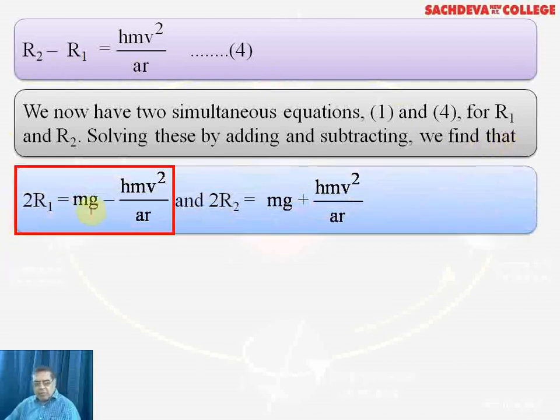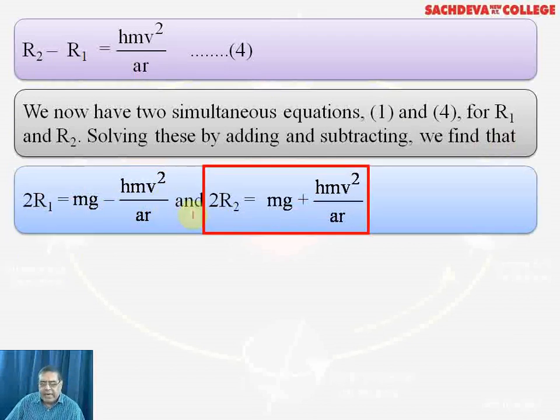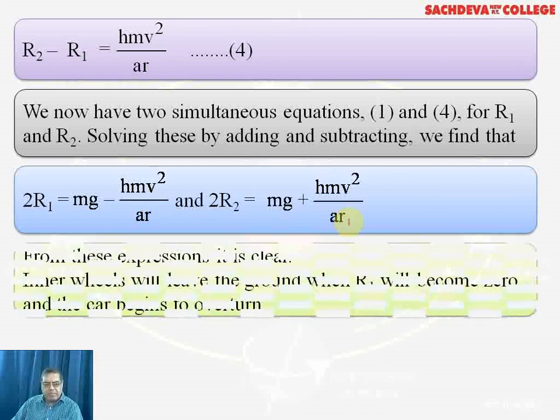2R1 will be equal to mg minus hmv square over AR, and 2R2 will be mg plus hmv square over AR. So to understand these equations, it is very necessary that a slight portion of 11th class be slightly revised, where we have discussed simultaneous equations, or in 10th class.